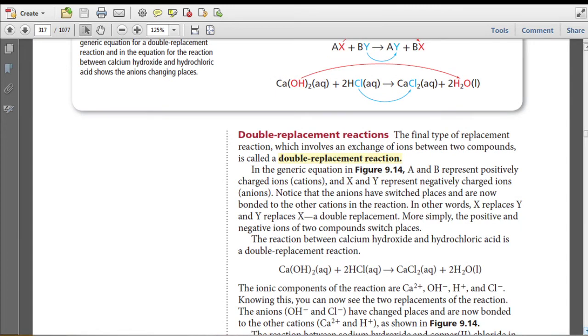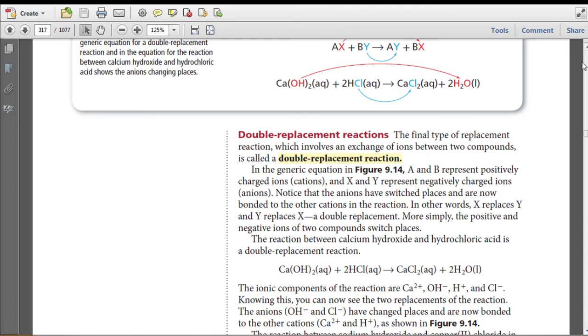The final type of replacement reaction, which involves an exchange of ions between two compounds, is called a double replacement reaction. In the generic equation in figure 9.14, A and B represent positively charged ions, or we'll call them cations, and X and Y represent the negatively charged ions, or anions. Notice that the anions have switched places, and are now bonded to the other cations in the reaction. In other words, X replaces Y, and Y replaces X, a double replacement reaction. More simply, the positive and negative ions of two compounds switch places.